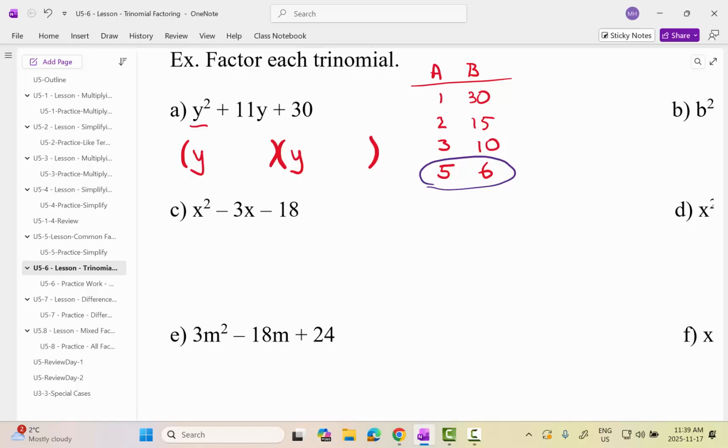Now, remember, I need to get what? Positive 30. Do you see that? I need to get positive 30. And I have to get what? Positive 11. So in order to get positive 30 and positive 11, that means the 6 and the 5 both have to be what? They both have to be positive. You understand? So that means that we have positive 5 and positive 6 here.